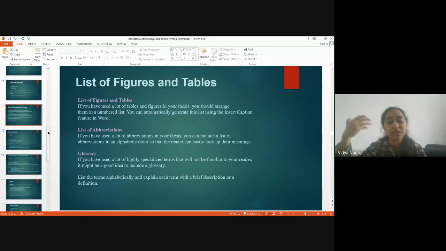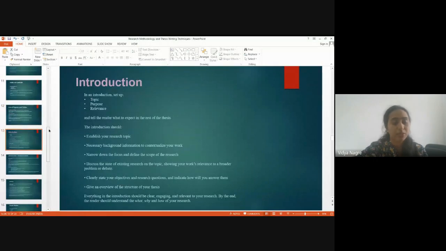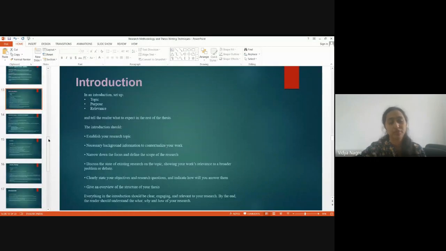So whenever somebody is coming across some abbreviation on, let's say, page number 80, that person cannot every time find out where is the explanation given. That person will go directly to the page of abbreviation, list of abbreviation, check out that term and understand what it is. Always sequence it in alphabetical order. Same with glossary. If you are using some complicated terminologies, some different concepts, give explanation of those in an alphabetical order. Now, what should you write in the introduction of the research?